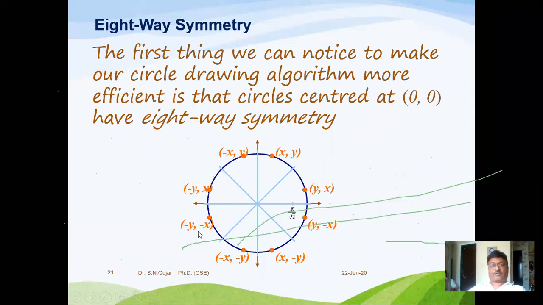Now for the third quadrant again. Suppose I put the same points in the third quadrant. That will become minus y, minus x, and here again minus x, minus y, because I am going to put these two points over here. Then the fourth quadrant again comes y, minus x, and x, minus y.